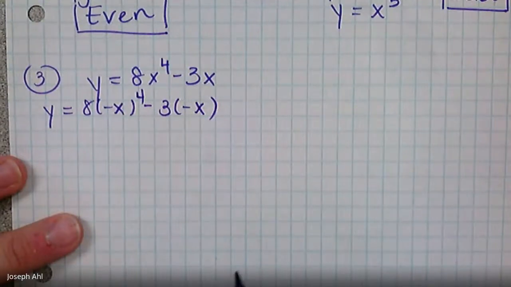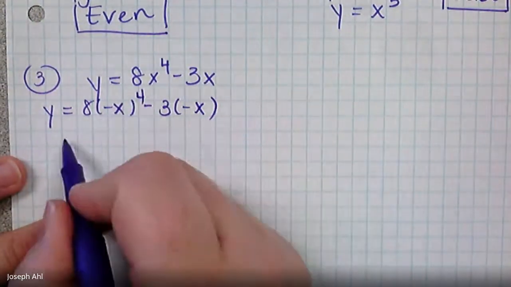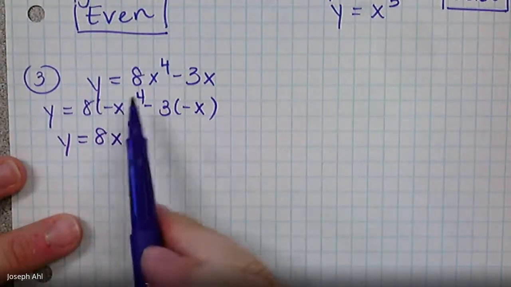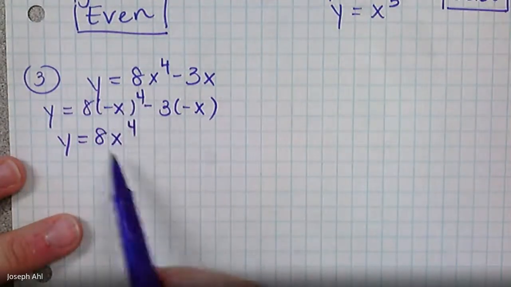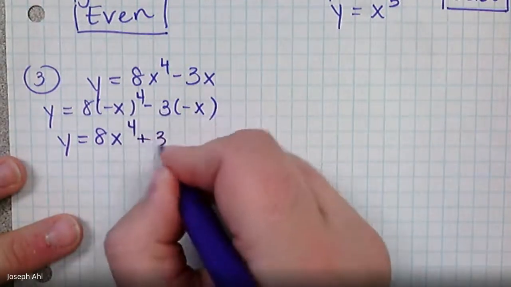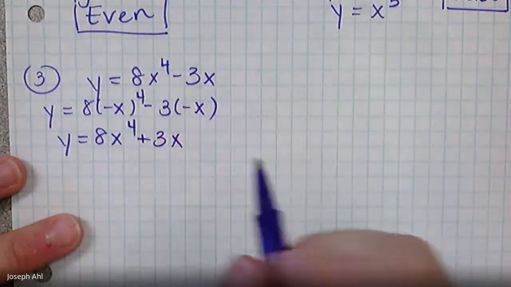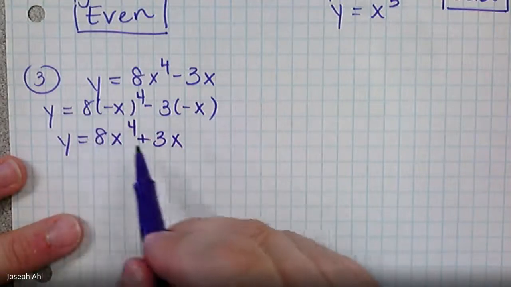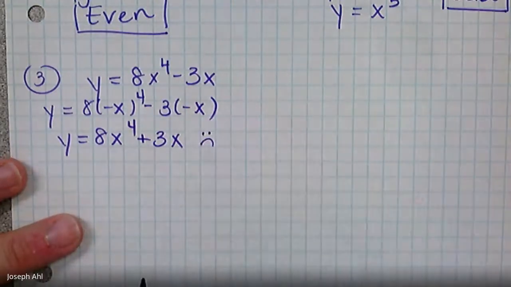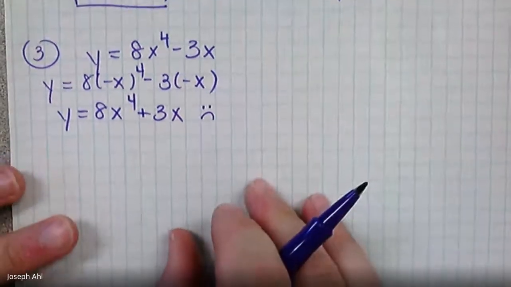Make sure you do that in both cases. So I know negative x to the fourth is the same thing as just x to the fourth, because a negative x times itself an even number of times is a positive number. Negative 3 times negative x is plus 3x. And if I compare this equation to the original, they're not the same. So this does not have y-axis symmetry, so it's not an even function.